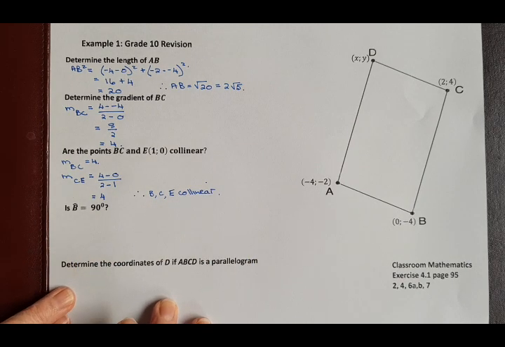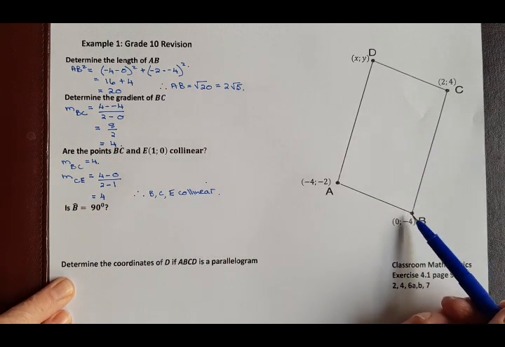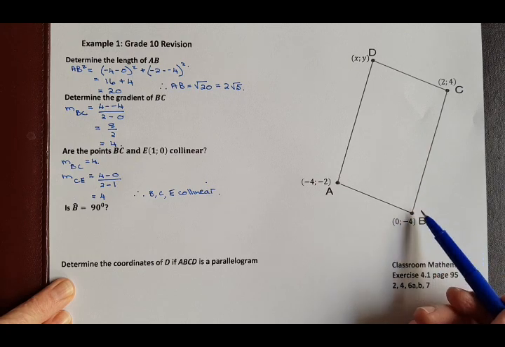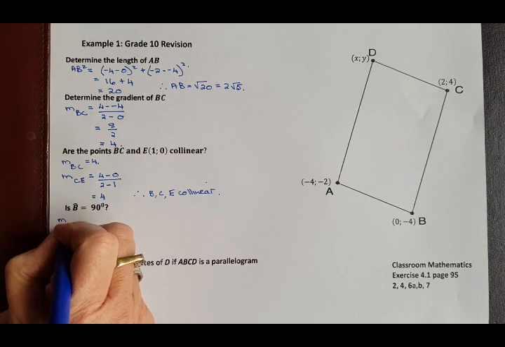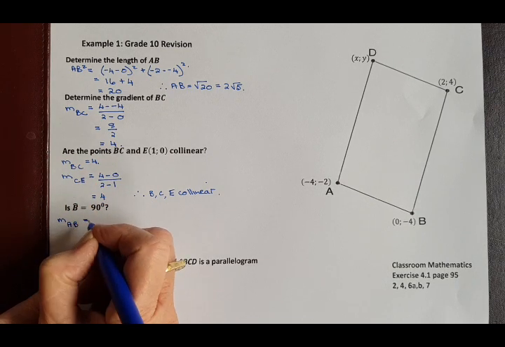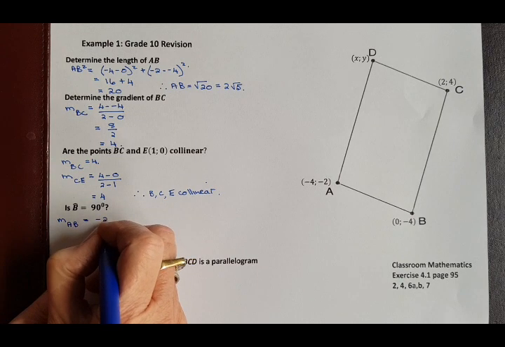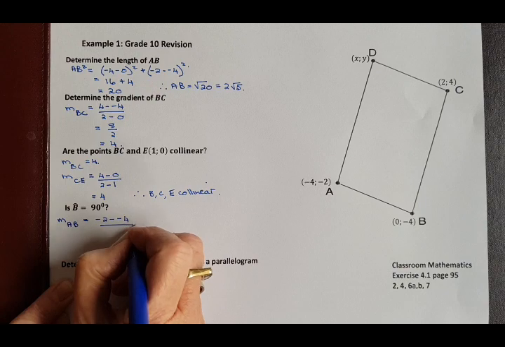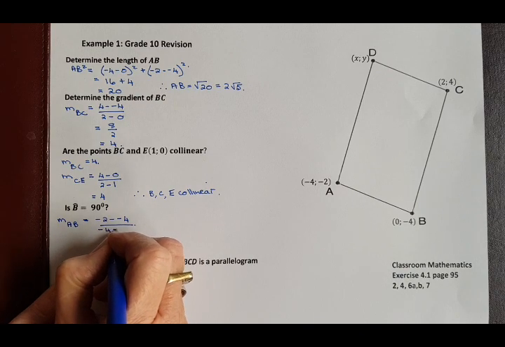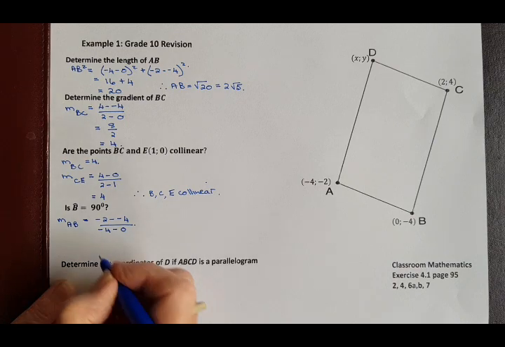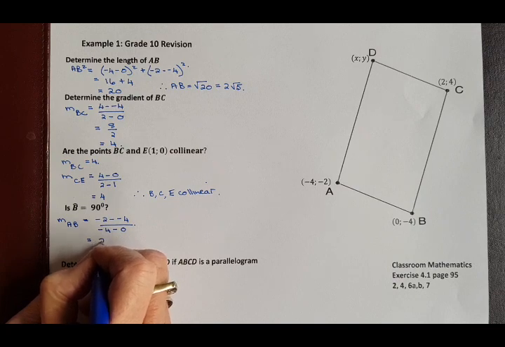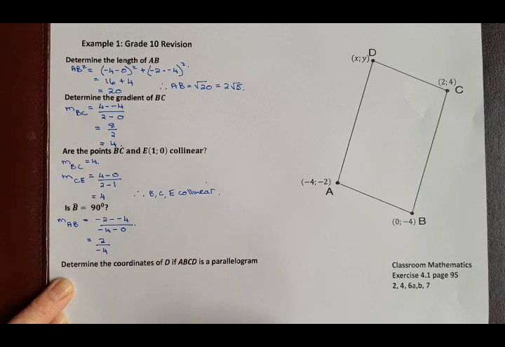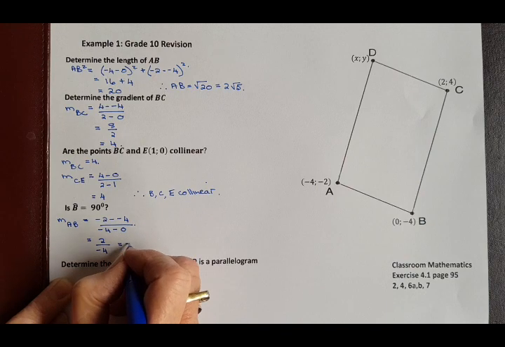Next question, is angle B equal to 90 degrees? Well, the easiest thing to do to check if you've got a right angle is to work out the gradient of BC and the gradient of AB. We already have the gradient of BC, so now we want the gradient of AB. So we're going to take -2 minus -4 all over -4 minus 0. Minus 2 plus 4 is 2, divided by minus 4, the gradient of AB is going to be minus a half.